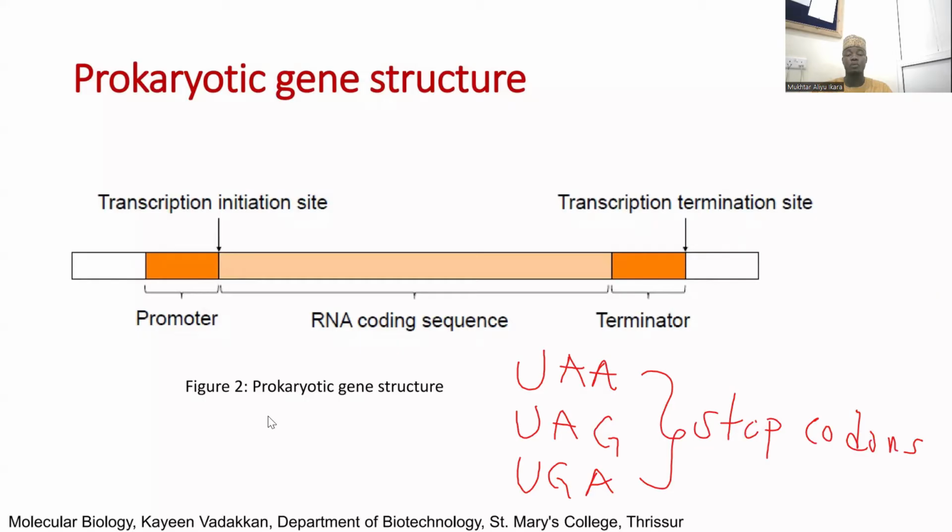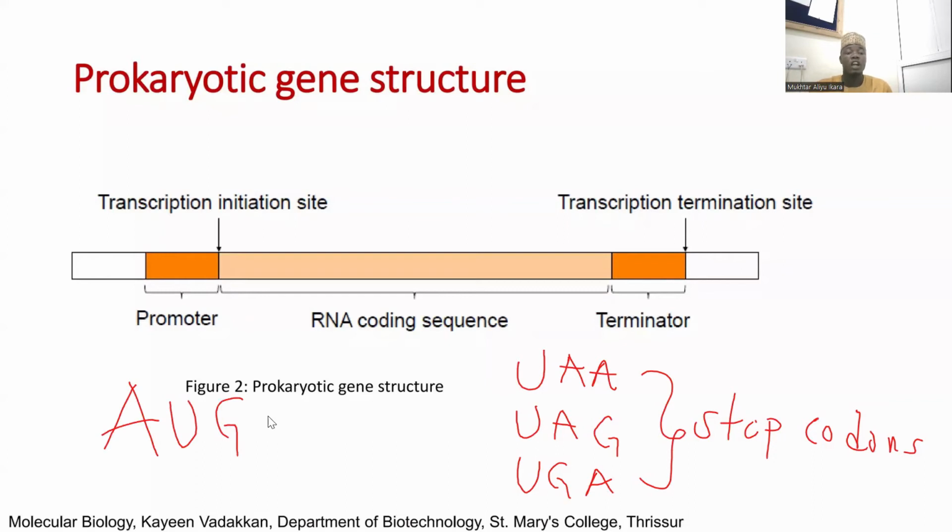So whenever transcription is taking place in a gene, and the RNA polymerase comes in contact with any of these three codons, then the transcription will automatically stop. So that is why we call them stop codons: UAA, UAG, UGA, you are away, you are gone, you go away. We also have the start codon. The start codon is AUG. AUG is a start codon.